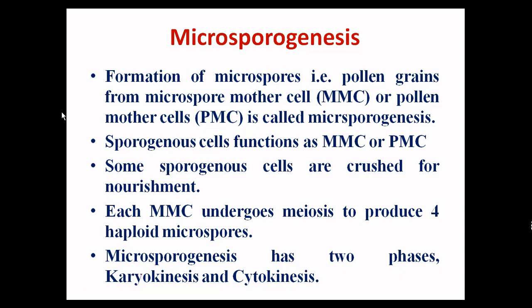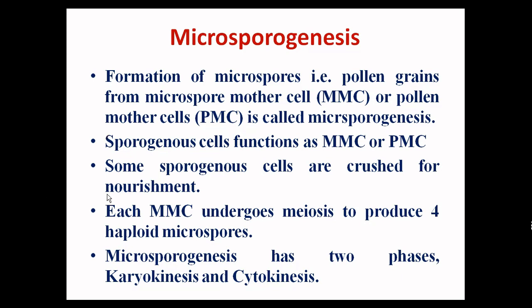Microsporogenesis can be defined as the formation of the microspores, that is pollen grains, from the microspore mother cell or pollen mother cells. So basically the sporogenous cells function as microspore mother cells. These sporogenous cells may directly function as microspore mother cells, or they may undergo some rounds of mitosis before functioning as microspore mother cells.